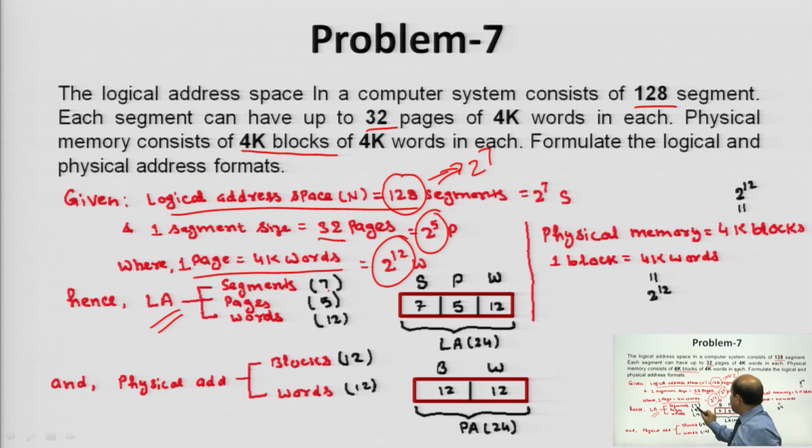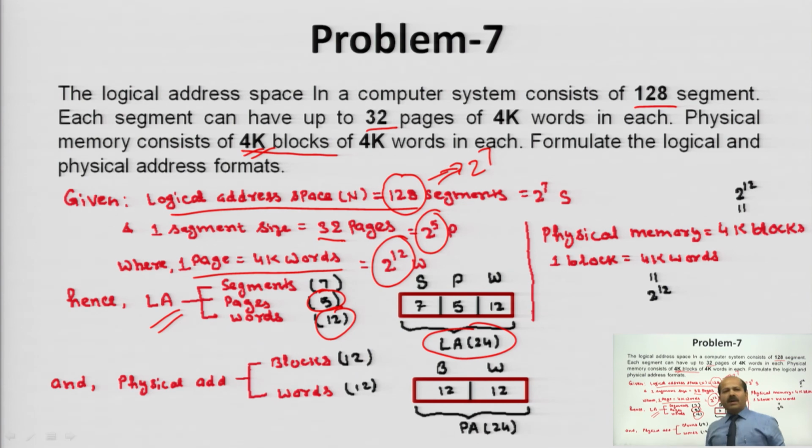That is why 5 bits are given here for paging, and in each page there are 2 to the power 12 words, since 4k is the size of one page, so it will come as 12. We can easily map the segment, page and word values which are already calculated: 7, 5 and 12 are assigned. So, the logical address will become the total of these, that is equal to 24.